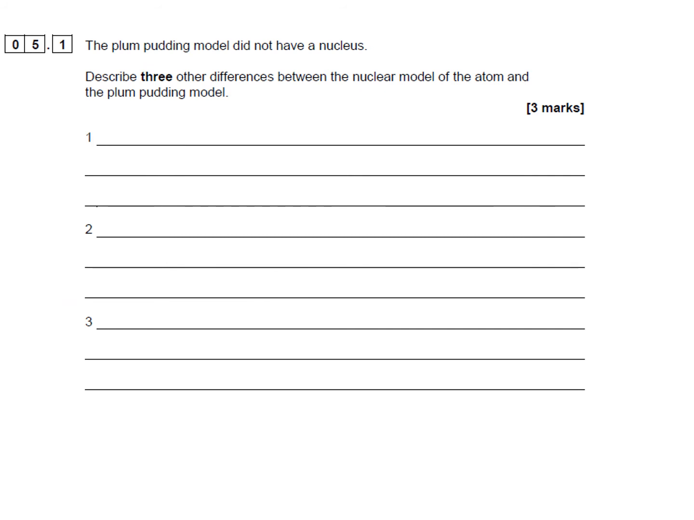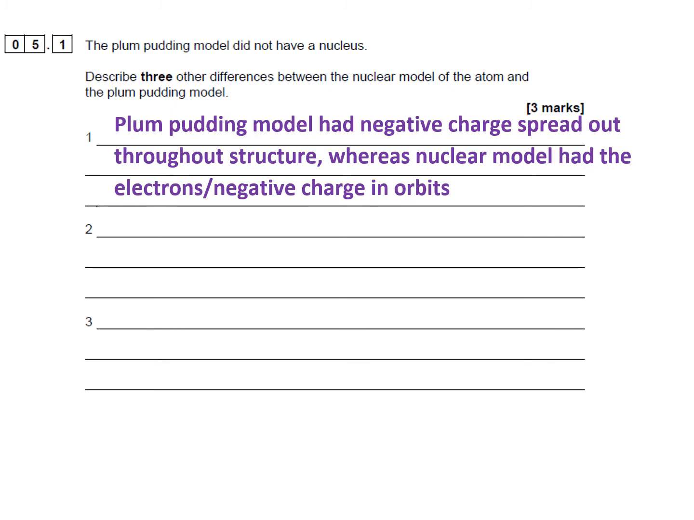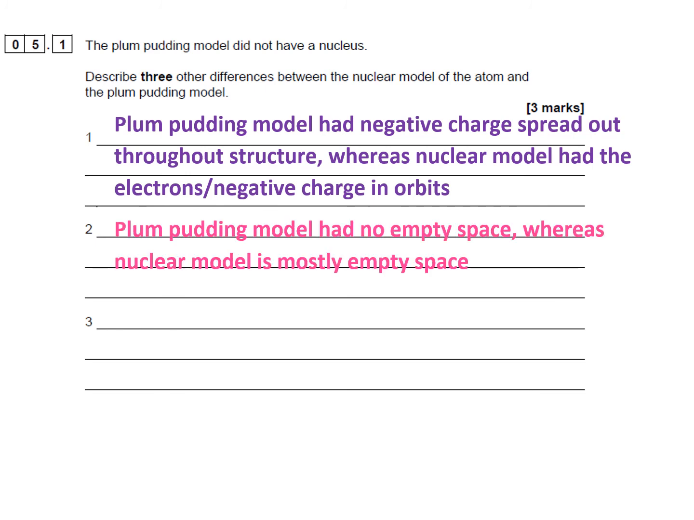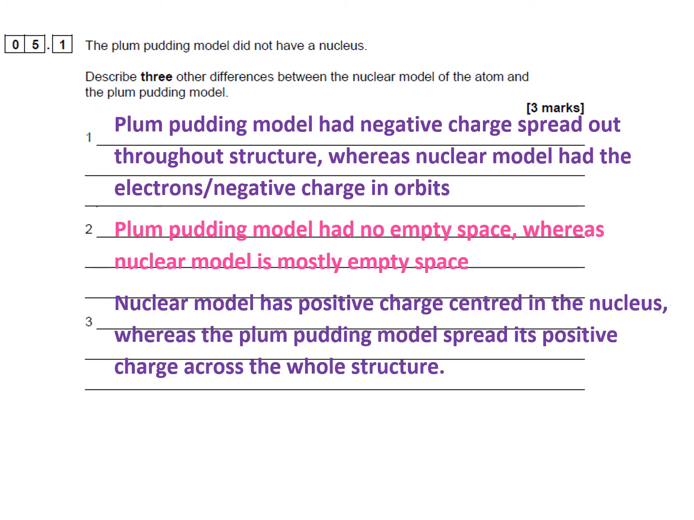3 other differences between the nuclear model and the plum pudding model. In our plum pudding model, we had our negative charge spread throughout the structure, whereas the nuclear model had the electrons in particular orbits, particular moving locations. The plum pudding model has no empty space, whereas the nuclear model is mostly empty space. In our nuclear model, we have the positive charge centered in the nucleus in the center, whereas it was spread out throughout the whole structure.